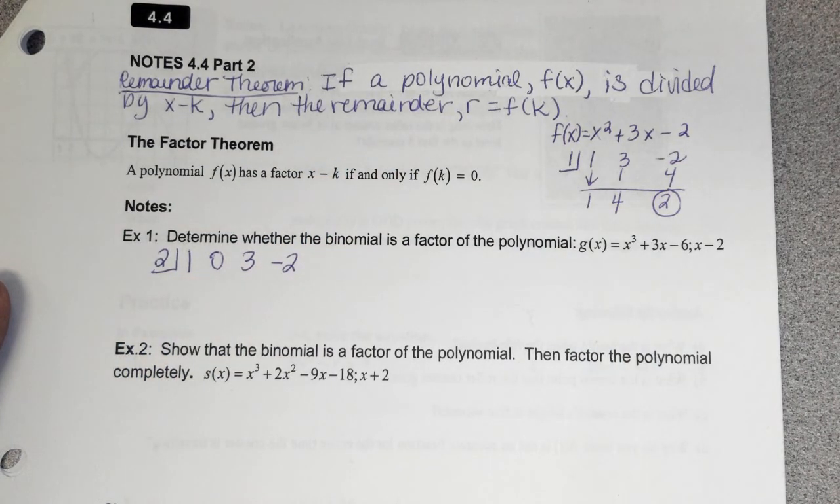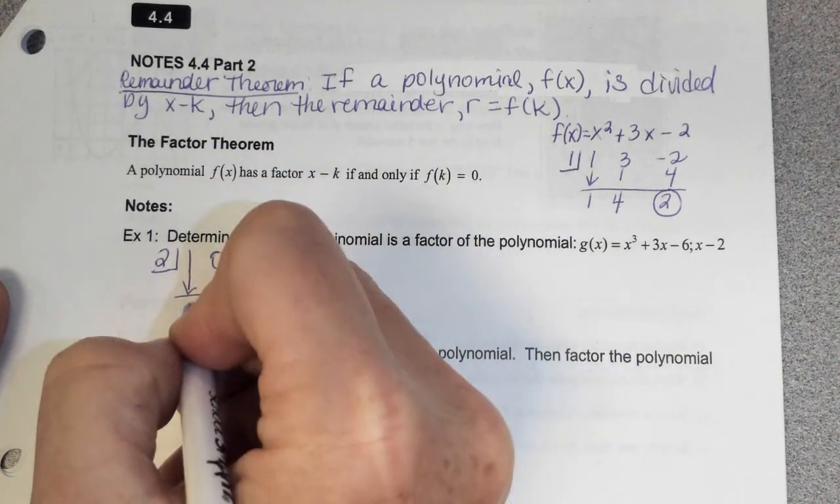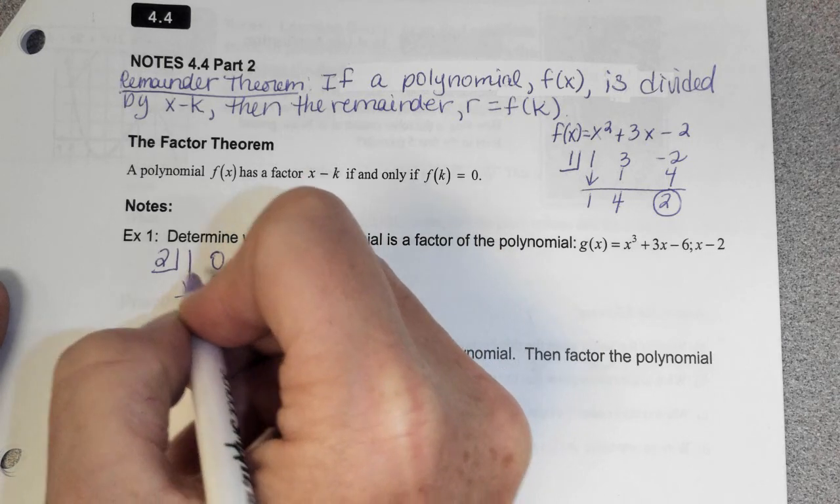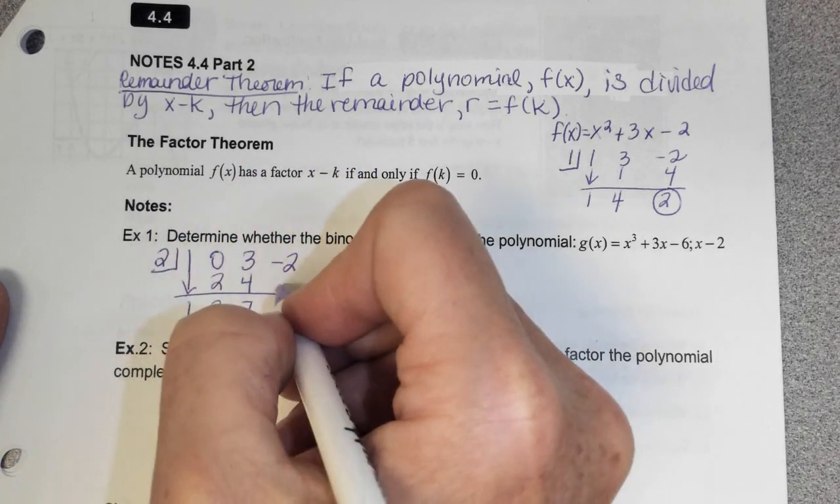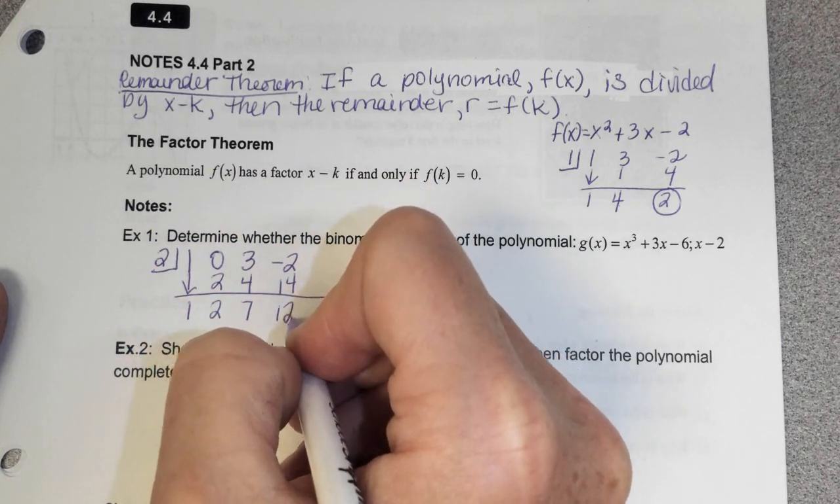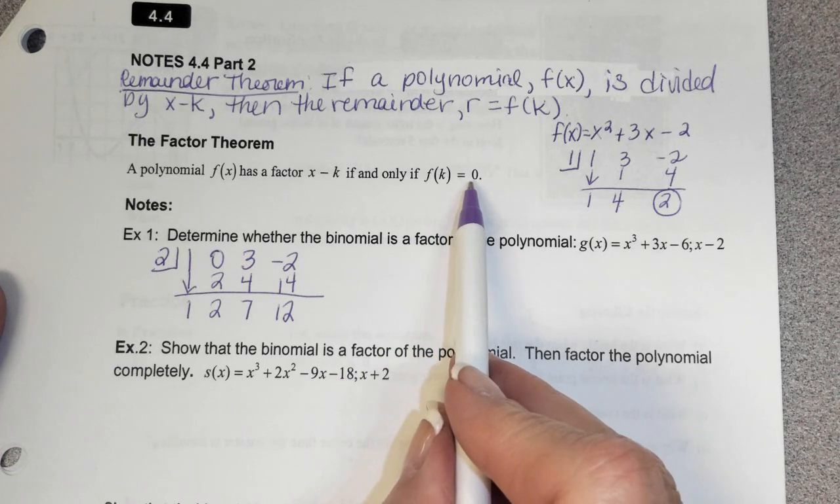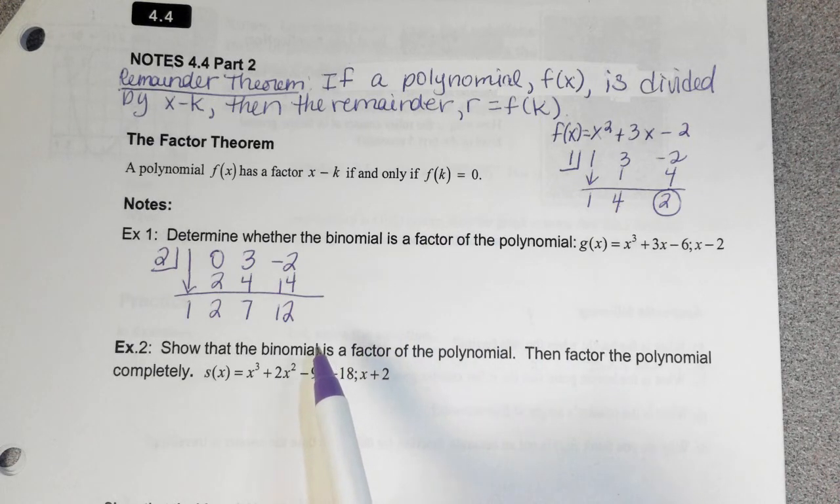And now I'm going to do the synthetic division. So we bring down the number 1, we multiply, we add, we multiply and add, we multiply and add. What does it say right here has to be our remainder in order for it to be a factor? 0. And we did not get 0.